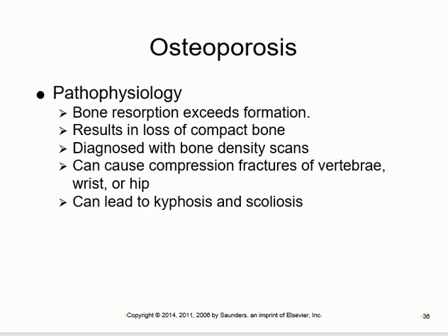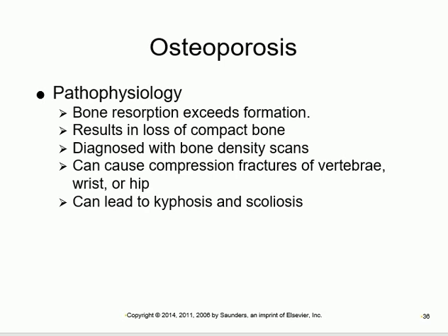So this is one. You start to lose the compact bone. If you do a scan of the bone density, you will see that there is osteoporosis. And those people can easily get compression of the vertebrae. Okay? And this is what I was talking about in the beginning.